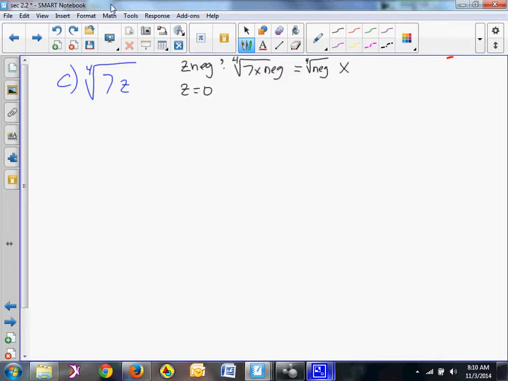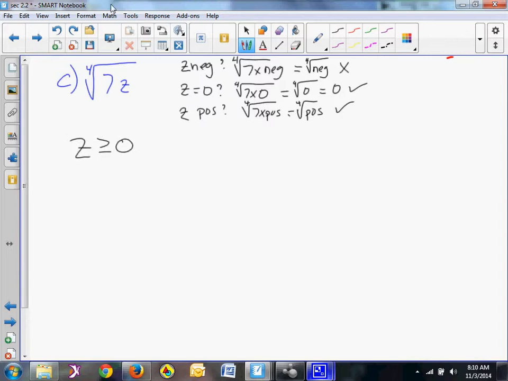So can Z be 0? Basically I get the 4th root of 7 times 0, which is the 4th root of 0, which is 0, so we can do that. And then can Z be positive? The 4th root of 7 times a positive number, well, 7's positive, the other number is positive, and a positive times a positive gives us a positive. Yes, we can take the 4th root of a positive number. So that means Z can be 0 and Z can be positive. So we write that as saying that Z has to be greater than or equal to 0.